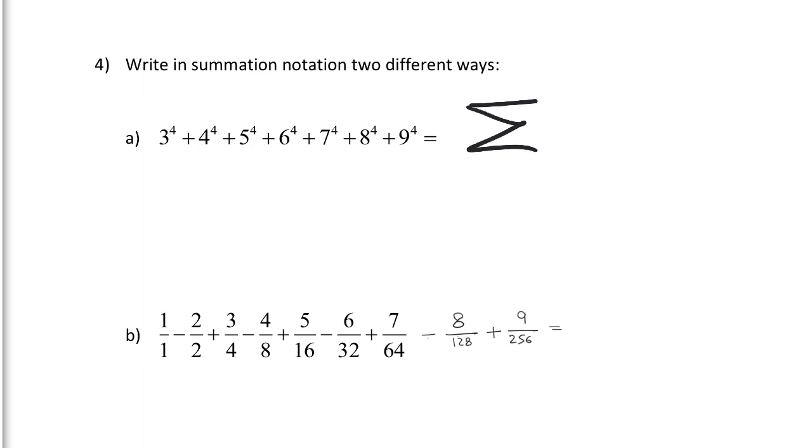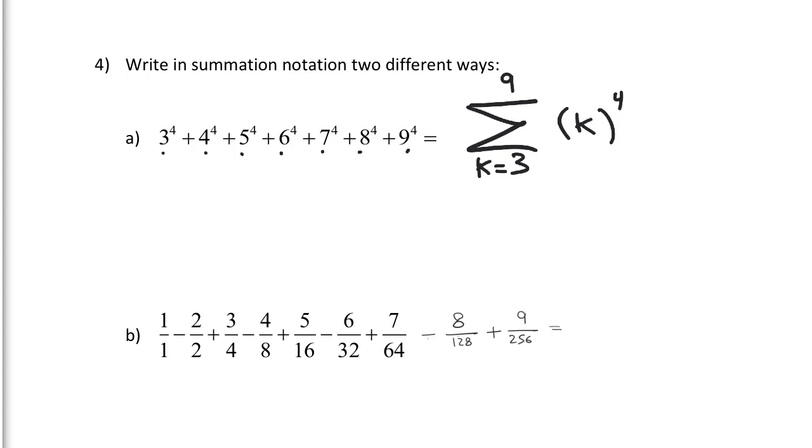So start with your sigma, flat top. And my pattern here, I go 3, 4, 5, 6, 7, 8, 9 to the 4th. So it seems like we're raising some number to the 4th. So if we just said k to the 4th, we would have to start with k equals 3, and we would go all the way until k equaled 9. That's it. Easy enough.